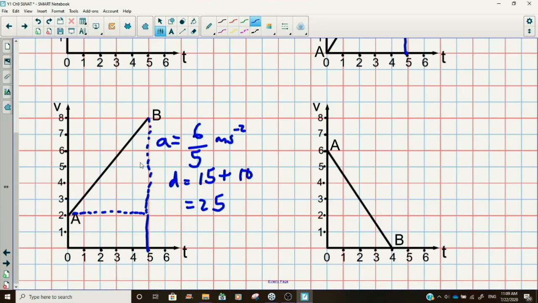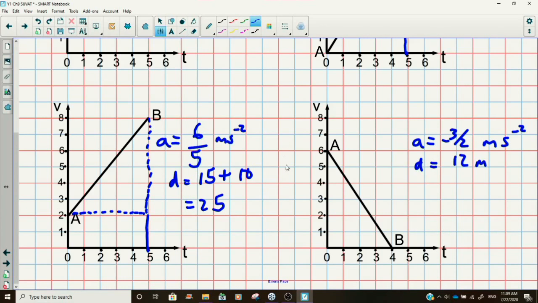Okay, hopefully you got that. The last one, this time the gradient is negative, so it's going to be minus 6 over 4, minus 3 over 2 meters per second squared. And the distance travelled, well, distance is always positive, so with the areas being above the t-axis, it's going to have a positive value there, so half base times height gives you 12 meters.